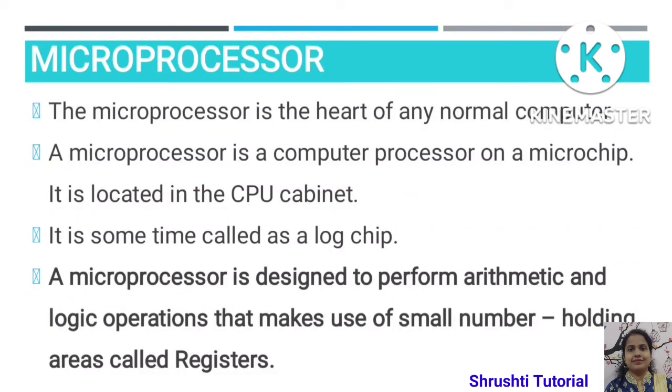Microprocessor. The microprocessor is the heart of any normal computer. Who is the brain of the computer? The CPU is known as the brain of the computer. And the heart of the computer? The microprocessor is known as the heart of any normal computer.